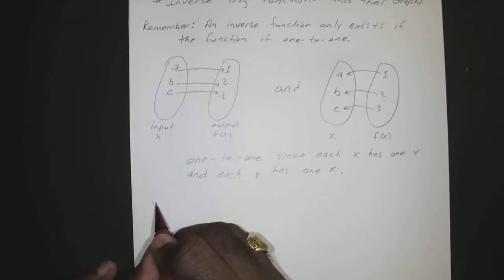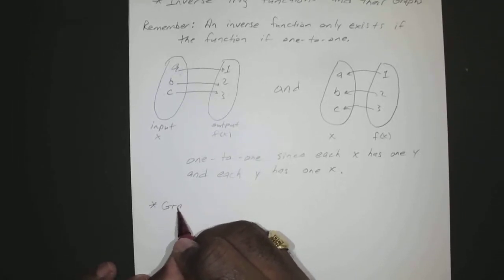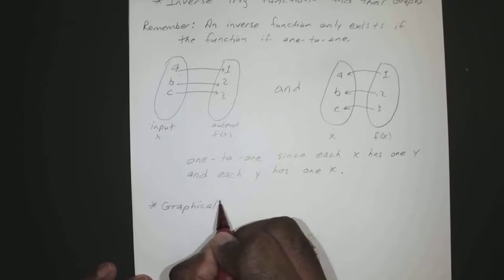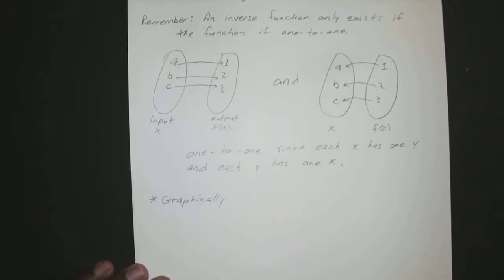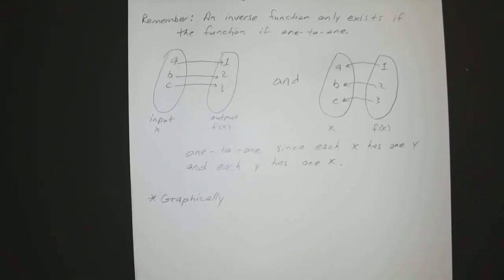Okay. Or if you wanted to do it graphically, it would have to pass the horizontal line test, which means that if you draw a horizontal line, it can only cross that graph one time.